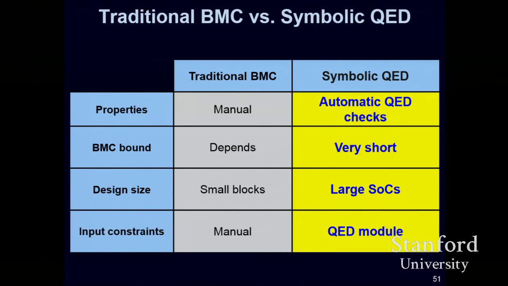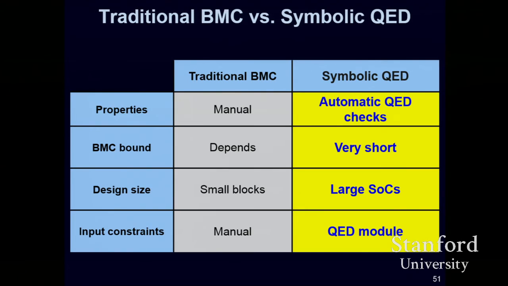The next two are the bounded model checking bound and the design size. So obviously for larger circuits, you can unroll less. But in any case, there's a limit to how many cycles you can unroll before even today's fast engines get bogged down. And then, of course, the input constraints also need to be specified. Now, that's a problem that's dual to the property problem.